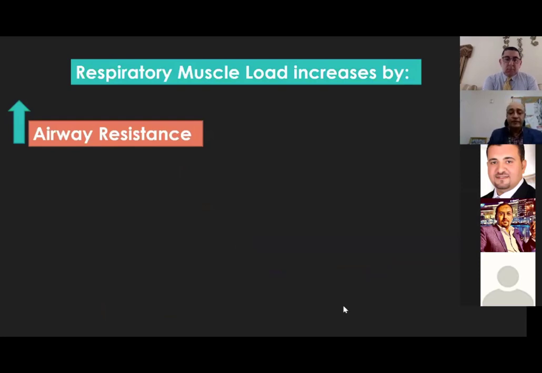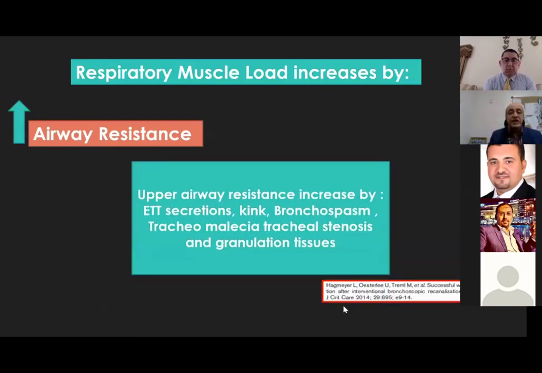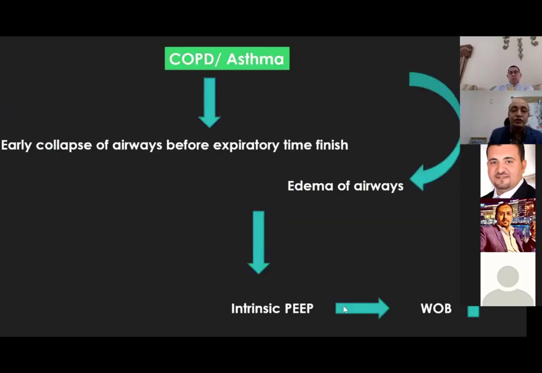So if the airway resistance increases, you have to look for the airway, why it's dysfunctional. Most common reason is going to be ETT or airway secretions, might be kinked, might be bronchospasm, maybe tracheomalacia or tracheal stenosis. And don't forget that if you have a tracheostomy patient, then granulation tissue inside the tracheostomy or down to the tracheostomy entrance is found to be not uncommon to cause failure to wean.